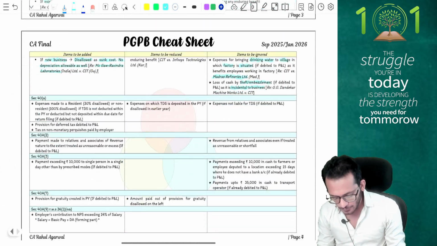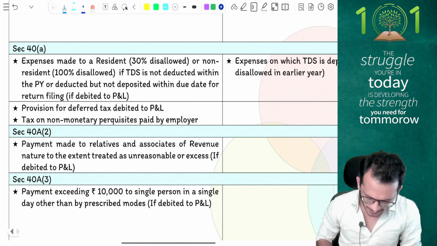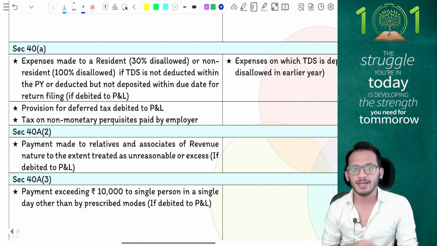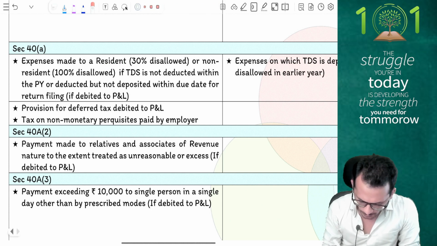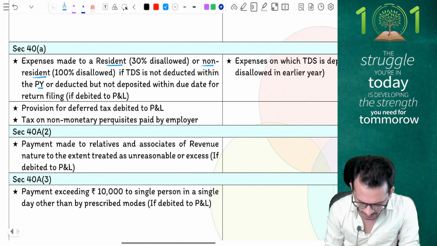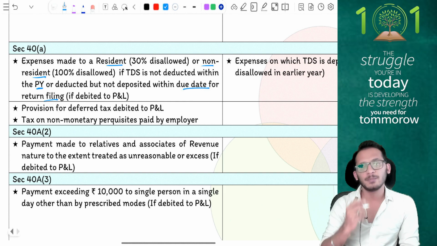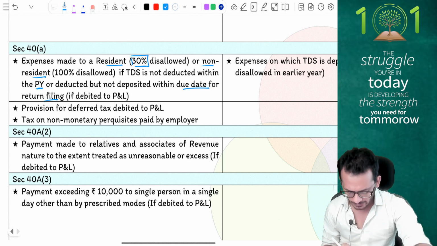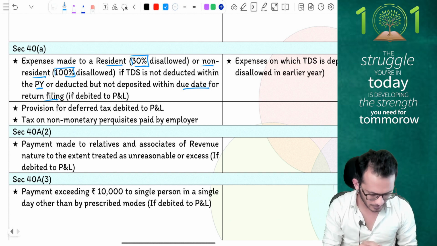Yes, let's move on forward to what we call disallowances. Looking at section 40A, we're looking at the first one, which is the TDS defaults. Section 40A(i) and section 40A(ia) talk about the fact that if you're going to incur any expenditure which is made to a resident or made to a non-resident, where the TDS is not deducted within the previous year, or if the payment which is deducted is not paid before the due date of return filing, then the expenditure gets disallowed. How much do we disallow? We disallow 30% of the expense if the payment is made to a resident and 100% of the payment if the payment is made to a non-resident. Yes, so those are the disallowances which we are going to take into consideration.